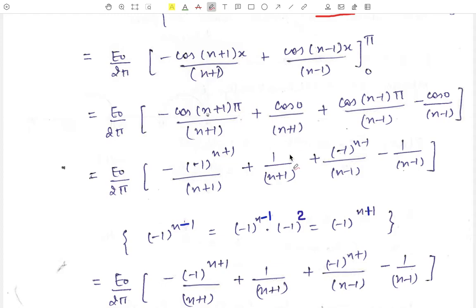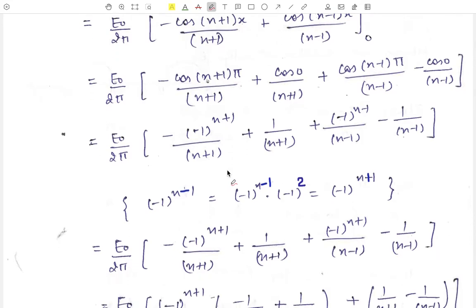Cos of 0 is 1. Cos of (n minus 1) pi is (minus 1) raised to power n minus 1, and again cos of 0 is equal to 1. The rest of the terms are as they are. Now, what do we do? Here is one term where (minus 1) raised to power n minus 1 is present, and another term where the power is n plus 1. So these two things are the same.